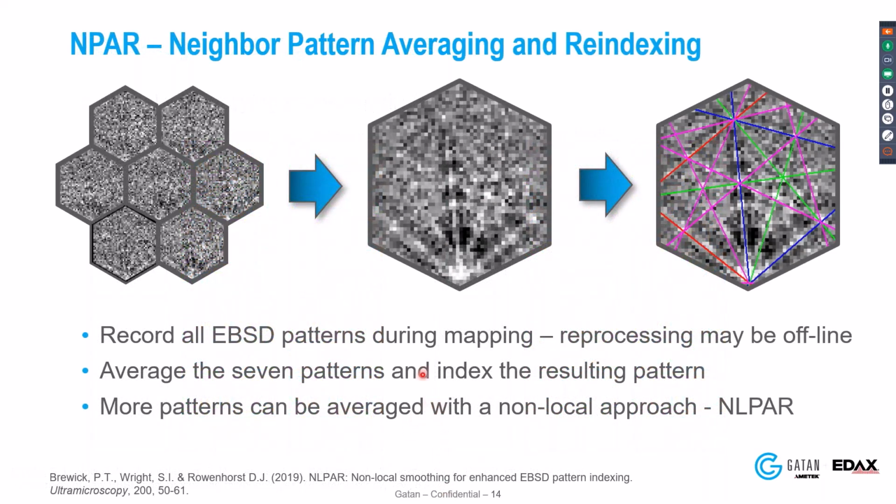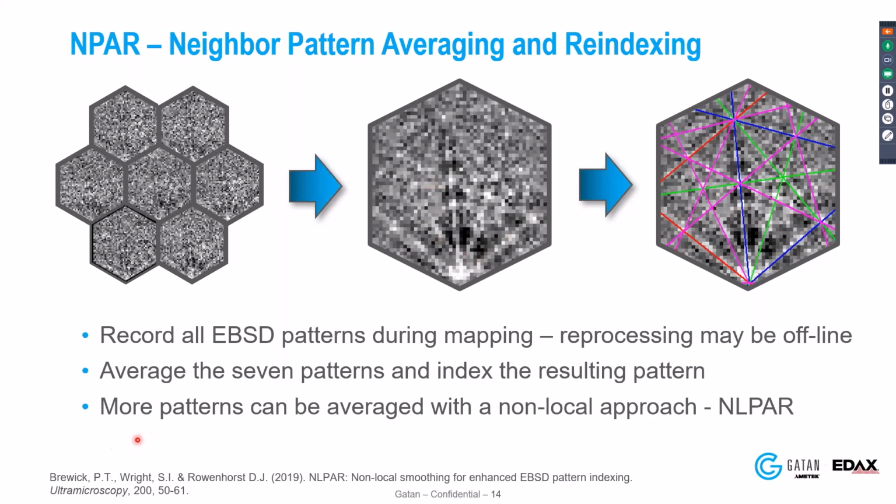So when I say NPAR, again, we've recorded all the EBSD patterns, and what we do is we take the pattern here in the center, which is our point of interest, and we average it with its neighbors. We typically collect our data on a hexagonal grid. It gives us more points per given area. So our nearest neighbors typically are going to be 6. So we average these 7 patterns together to get an improved signal to noise ratio, and then we can index that pattern. So it improves our indexing approach.